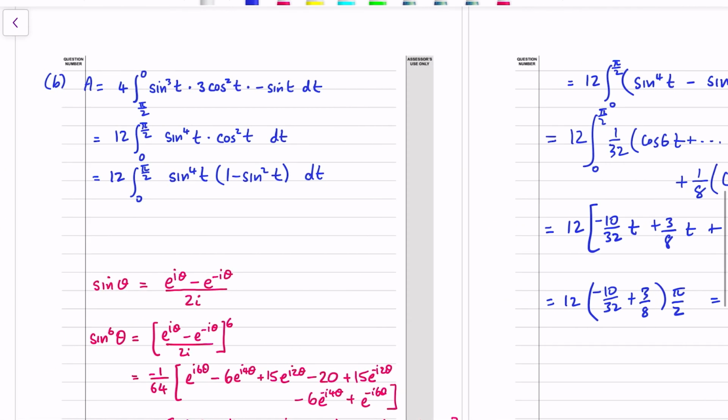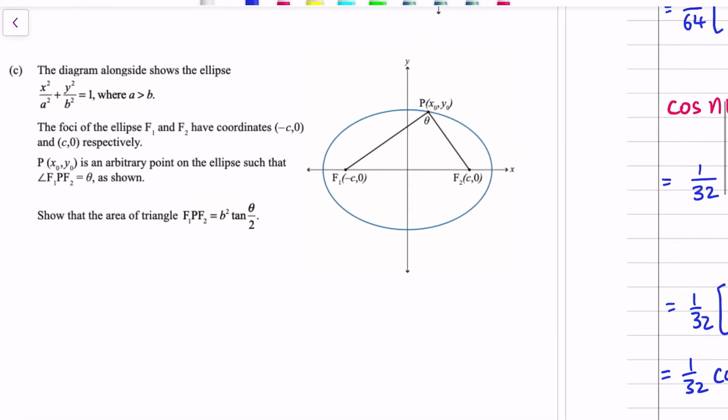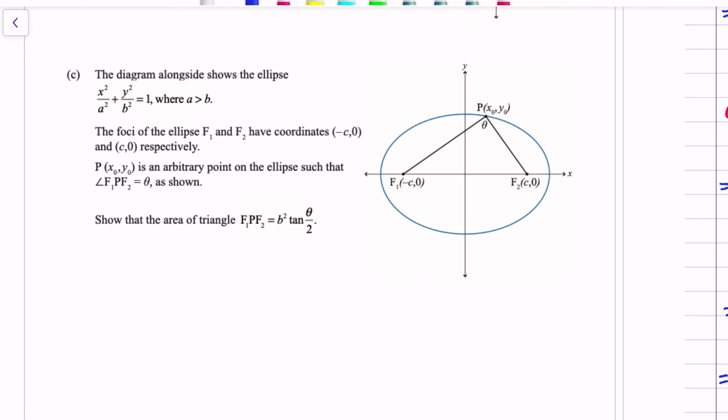Okay, hard question. Third part. We've got an ellipse, and any point P on this ellipse, apparently the area of the triangle is b squared tan theta over 2. So it's not acceptable just to consider a trivial case, but if we look at P right up the top there, this triangle has a height of b and has a base of 2c, and that angle there is theta, right?